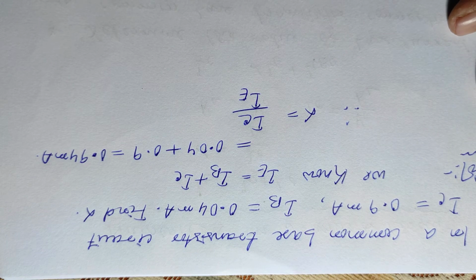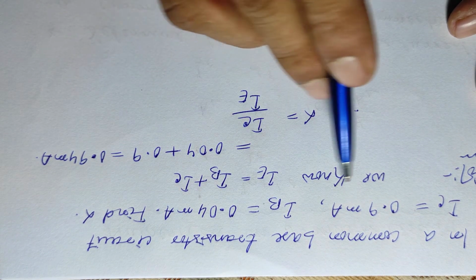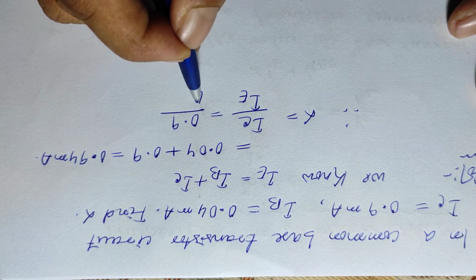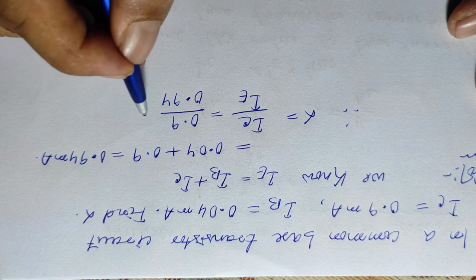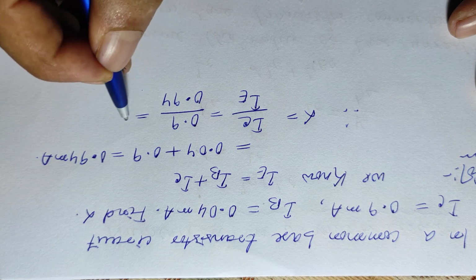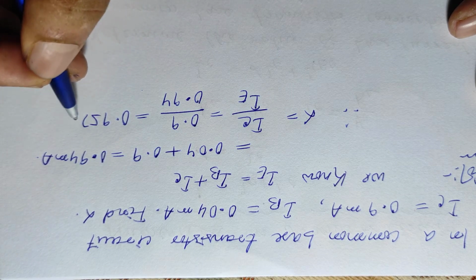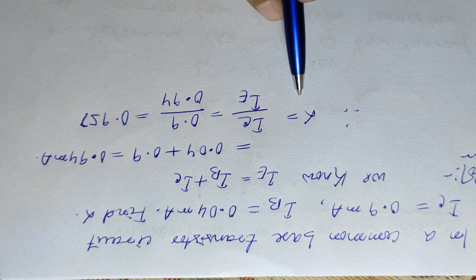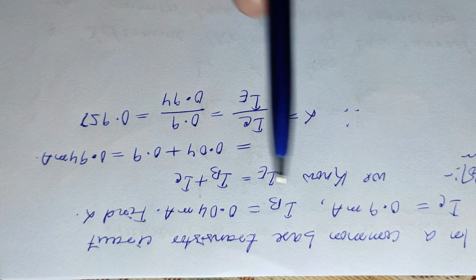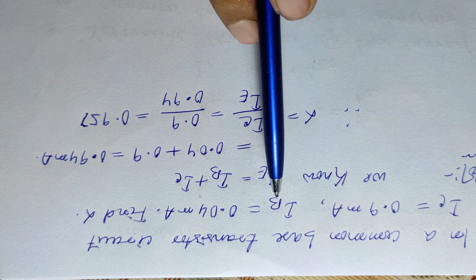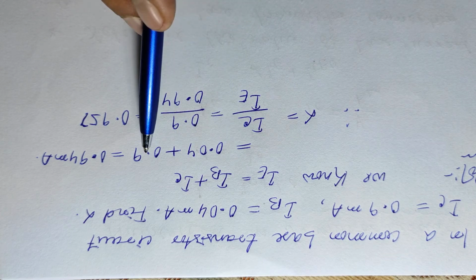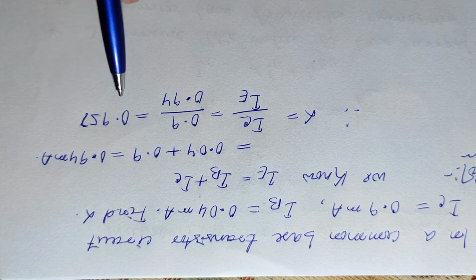Clear? IC by IE. Then IC is equal to 0.9 and IE is equal to 0.94, and by dividing you will get 0.957. Clear? So because the formula for alpha is IC by IE, IC is known, so you have to find IE, and IC, IB are given, so you can find out IE. IE is equal to IB plus IC. So after getting the value of IE, you can apply the formula for alpha, then you will get the result.